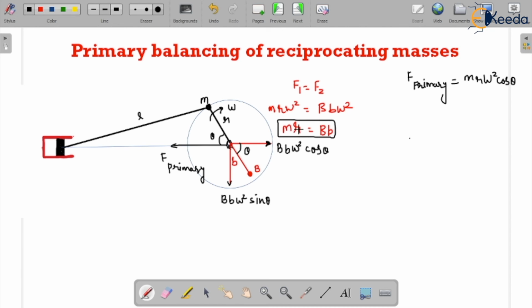But at the end, we have seen that we will not balance the reciprocating mass completely, because a vertical component of the unbalanced force remains there. That's why they failed in balancing the reciprocating mass for longer periods. We will balance partially. In the next topic we will discuss partial balancing of the reciprocating mass.